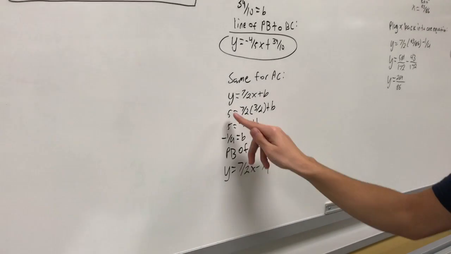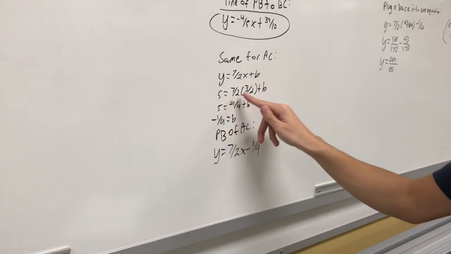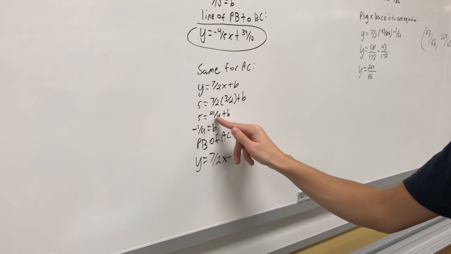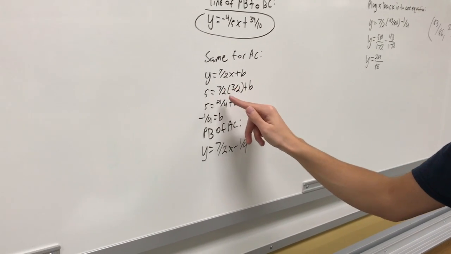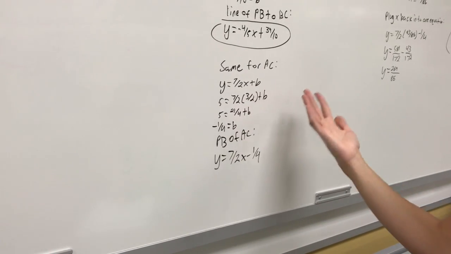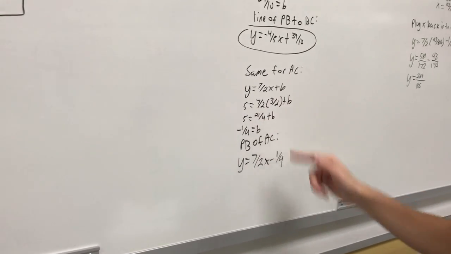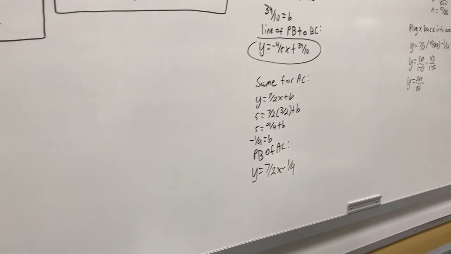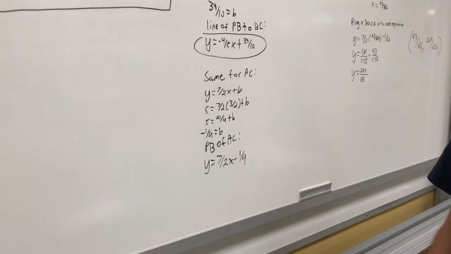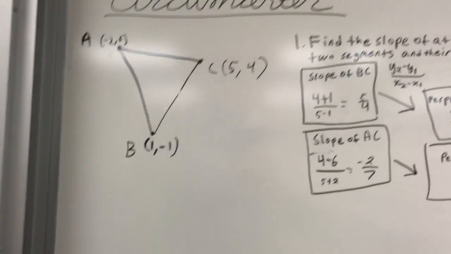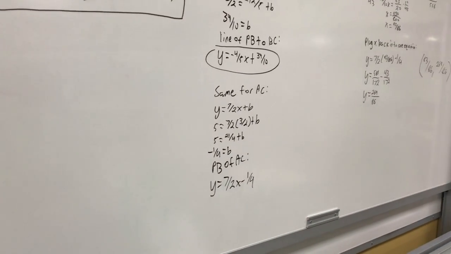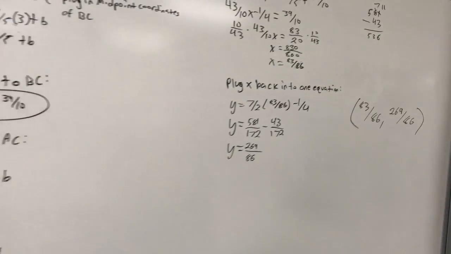So we're actually going to get 5 is equal to 7 over 2 times 3 over 2 plus b. So that simplifies down to 5 is equal to 21 over 4, because 7 times 3 is 21, 2 times 2 is 4. So 5 is equal to 21 over 4 plus b. You subtract the 21 over 4 from 5, and you should get negative 1/4. So the perpendicular bisector for segment AC is actually going to be y is equal to 7 over 2x minus 1/4. Alright, so this is my favorite part personally.